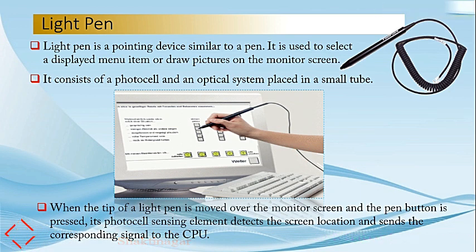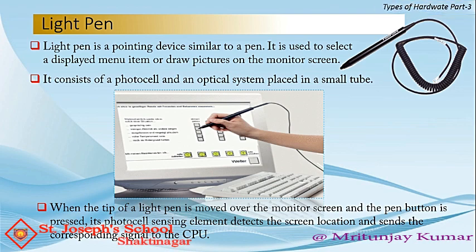When the tip of the light pen is moved over the monitor screen and the pen button is pressed, its photocell sensing element detects the screen location and sends the corresponding signal to the CPU. This way a light pen works.